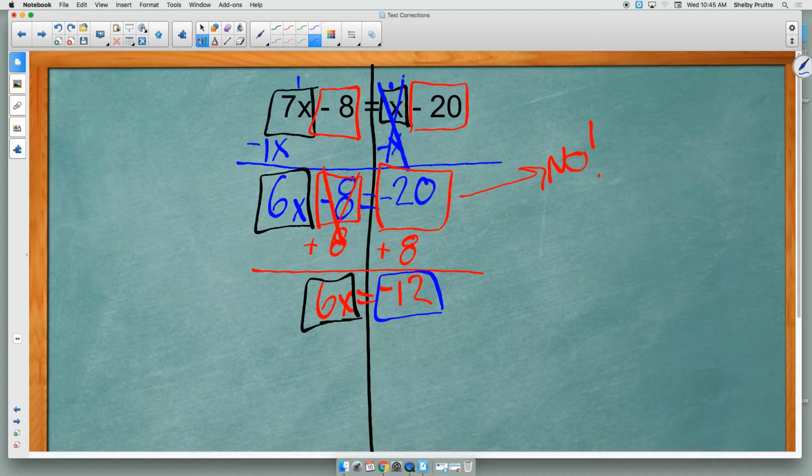So now you're down to the division part. Because 6 and x are being multiplied, I need to divide. That's the opposite of multiplication. And you always divide by the number that's touching the variable. Divide by 6, divide by 6. These cancel out to a 1. So I'm left with x. Negative 12 divided by 6 gives me a negative 2. So x is equal to negative 2, and you can plug it back in to check.